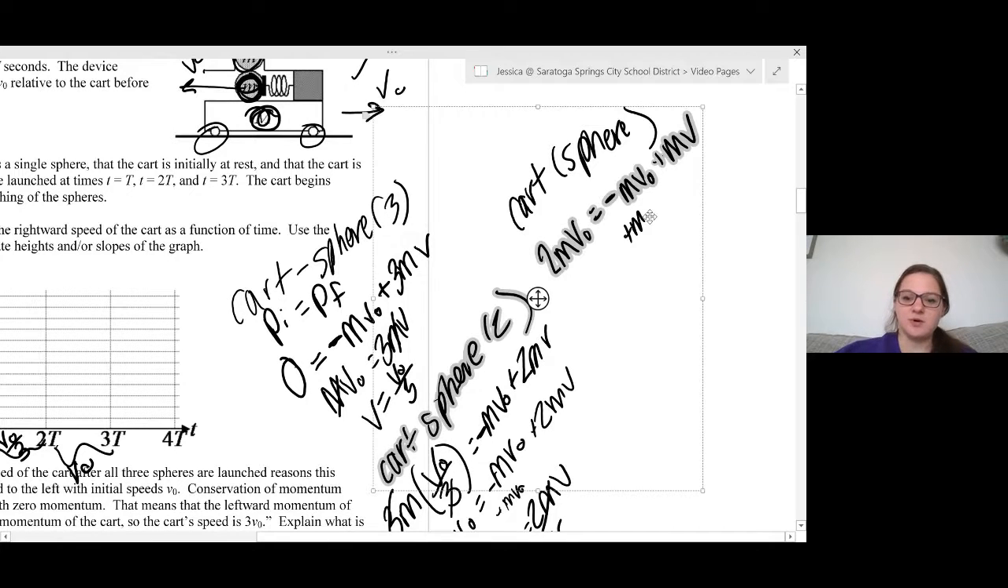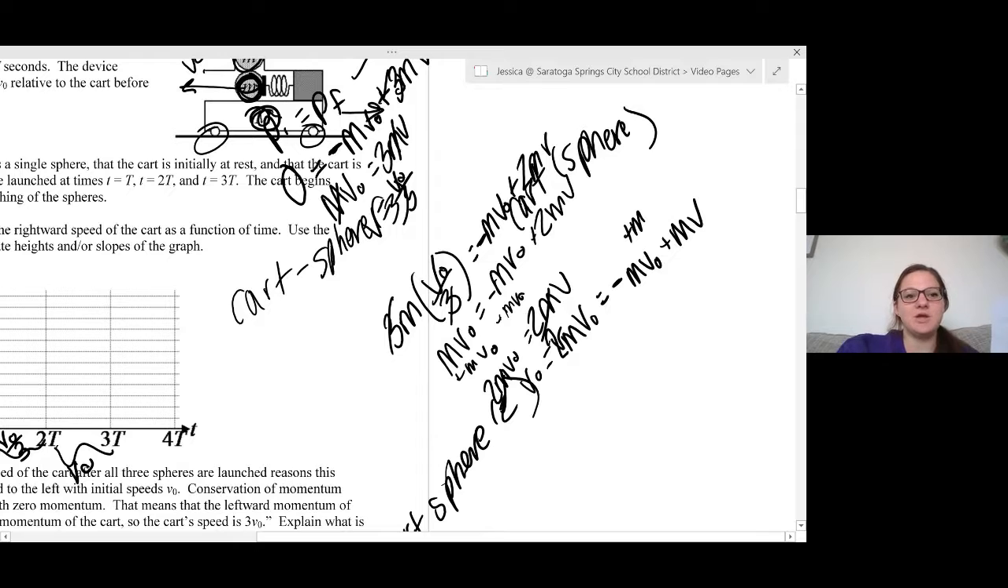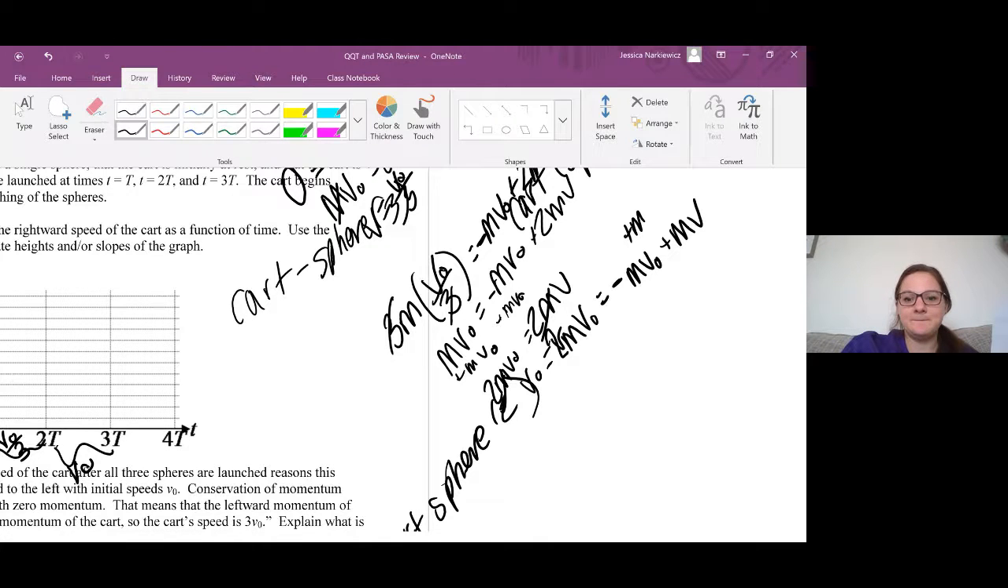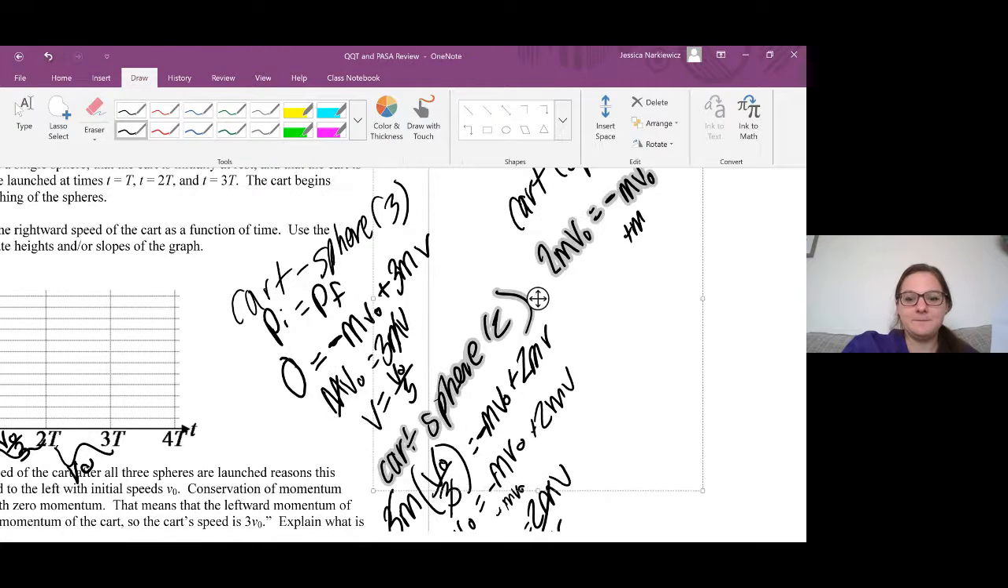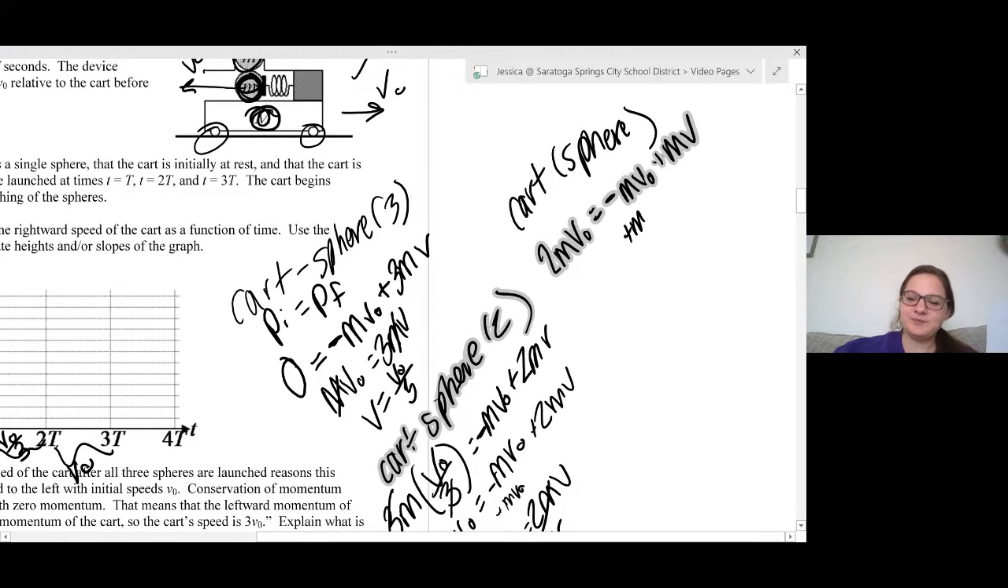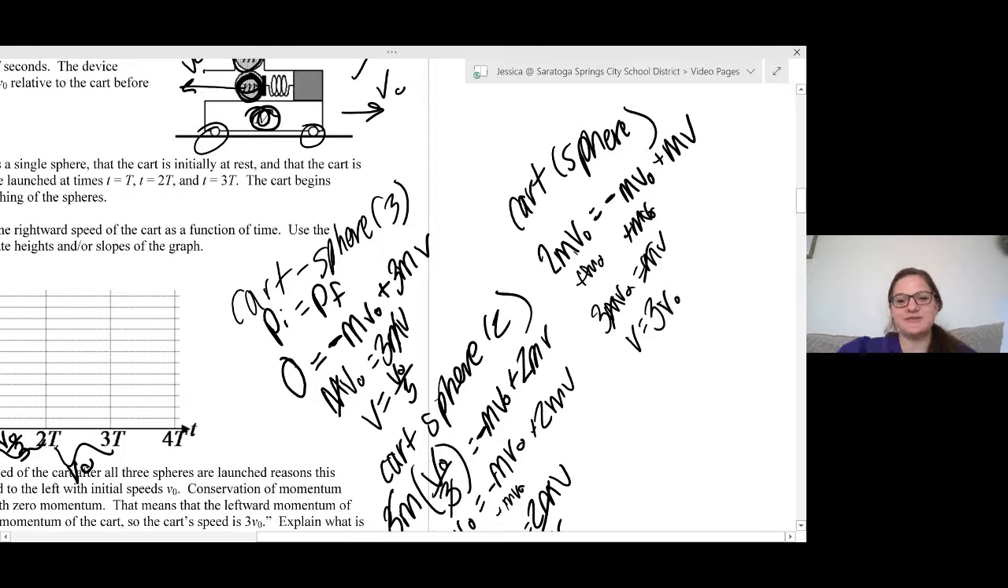No, stop. Oh, that's annoying. Hold on. Let me undo that. There we go. Go away. Stop. Stop. I don't know why it's doing that. There we go. Okay. So we're going to add this mv0 to both sides. And then we have 3mv0 is mv. So the cart moves afterward with a speed of 3v0.